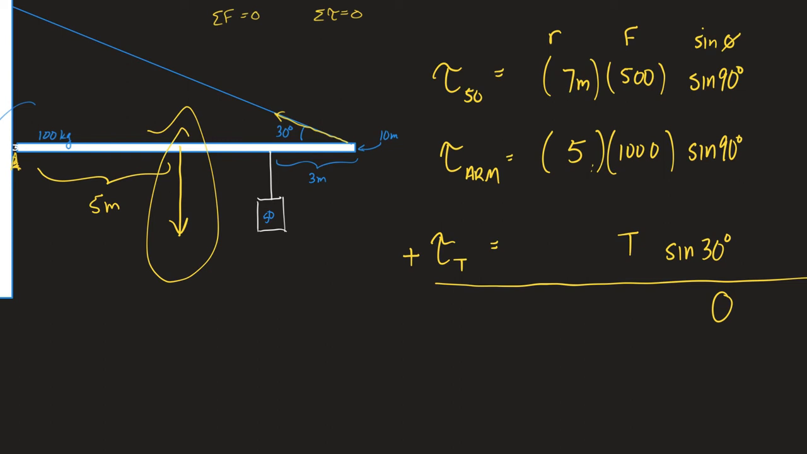Now, the tension isn't connected at the middle. The tension is applying a force at a specific location on the object. So for the tension, we would use the point of attachment. So that would be the 10 meters. Is that good for everybody?